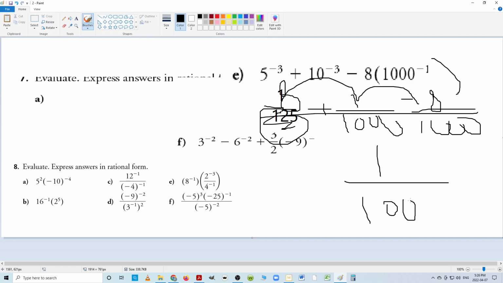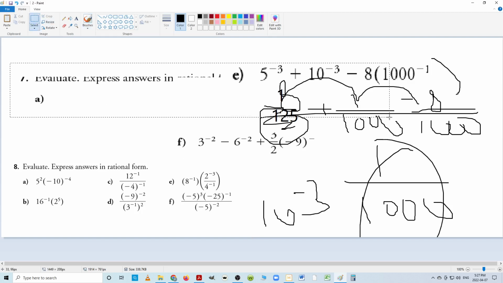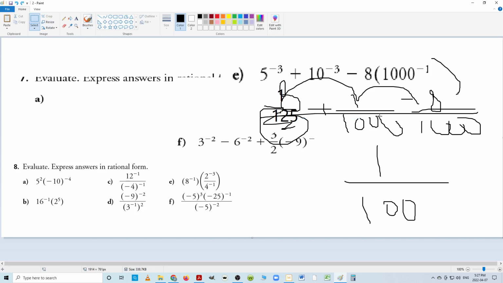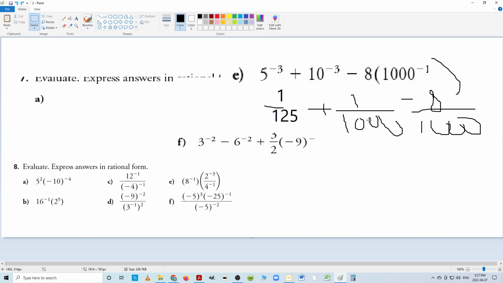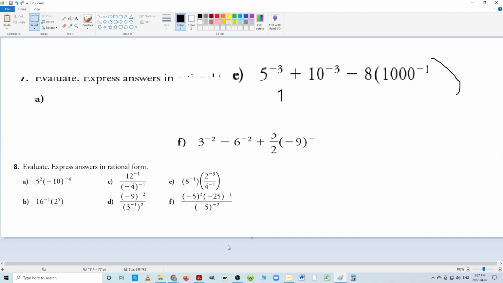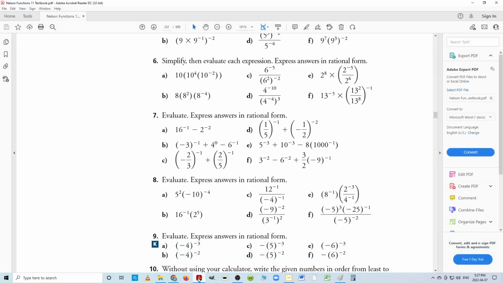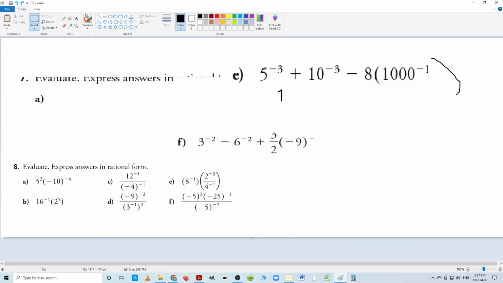And depending on what your teacher wants to express it as, that would be either 10 to the -3 or 1/1000. Okay, let's see if I can get rid of all that mess and do the last one. Okay, this is just a -1 here. And that's just a 3.